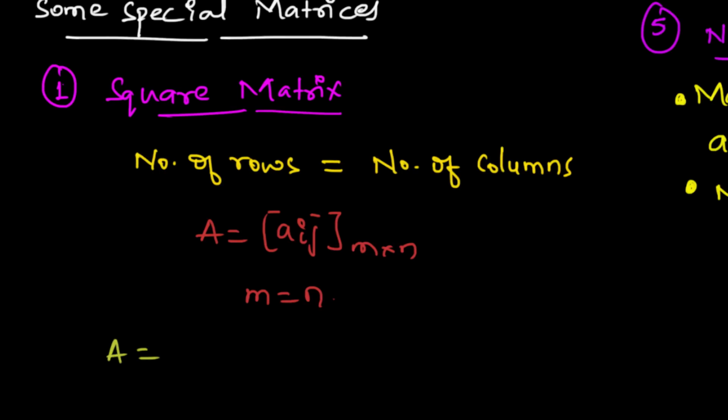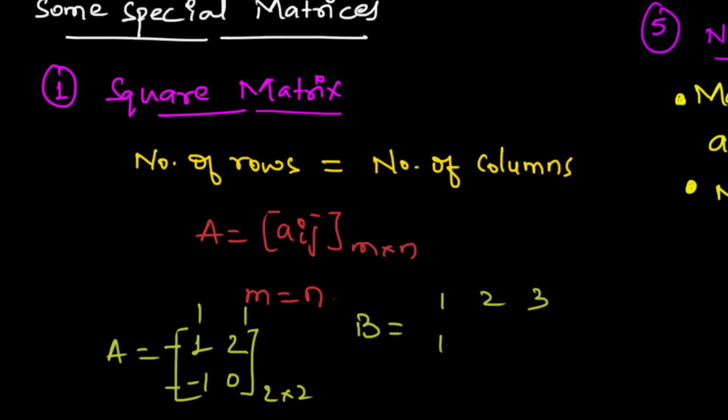Let's see some examples. Suppose A equals 1, 2, minus 1 and 0. See, this matrix A has a dimension of 2 cross 2, so the number of rows equals the number of columns. Let's see one more. B equals 1, 2, 3, 1, 0, 0, minus 1, 2, 3. So B is a 3 cross 3 matrix with 3 rows and 3 columns.